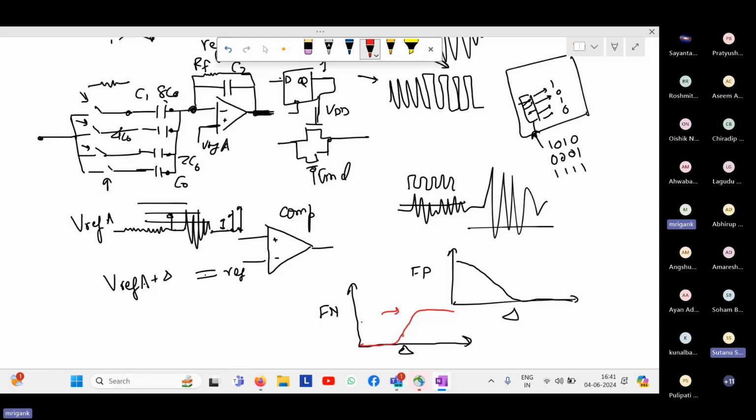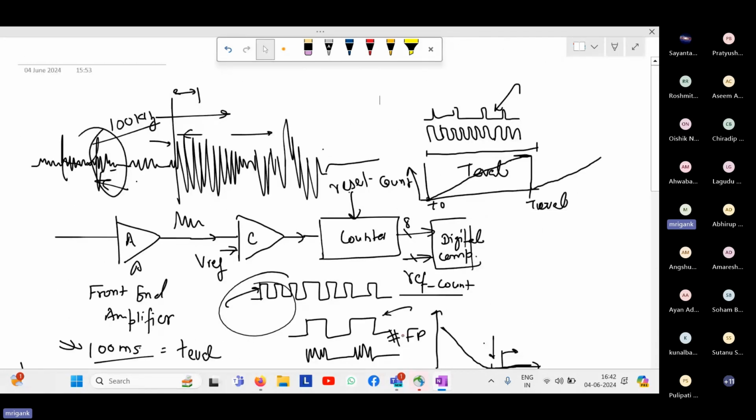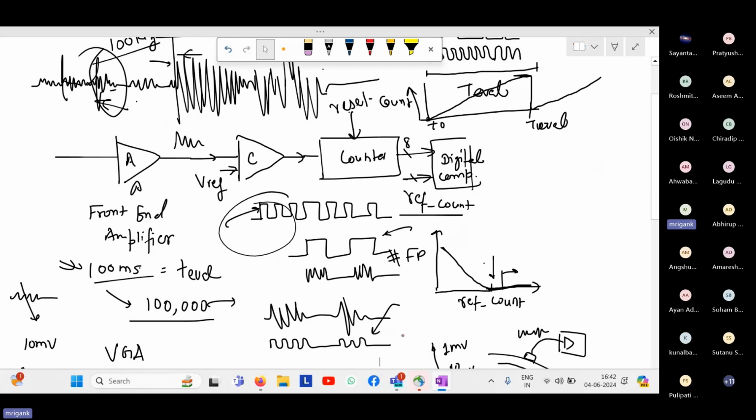So I think more or less we have seen some of the basic parameters. We have seen the amplifier, the reference, the counter, threshold, ref count, and number of bits of the counter. So these are some of the system level parameters.